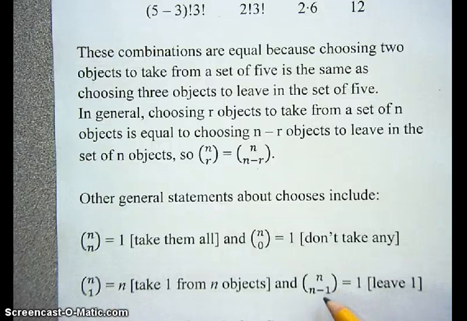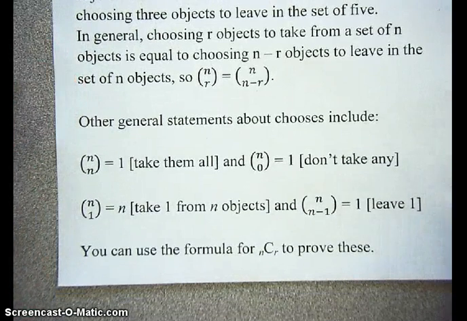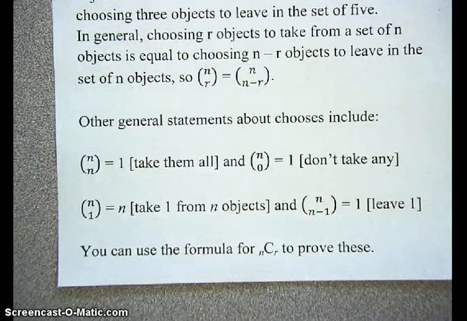And then n choose n minus 1 is also n. You're basically choosing 1 to leave behind. You're taking everything but 1, so you're leaving 1 behind. And you can prove those with the formula for the chooses, or you could just trust your intuition on that.